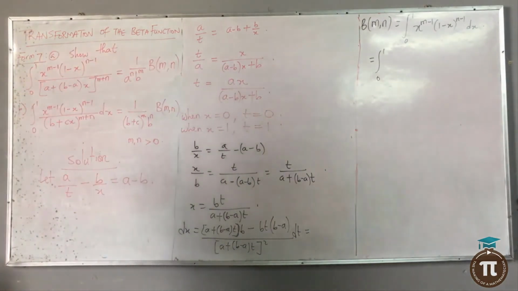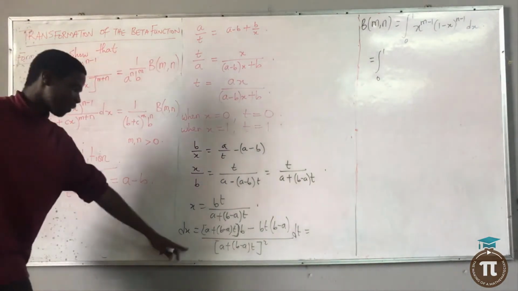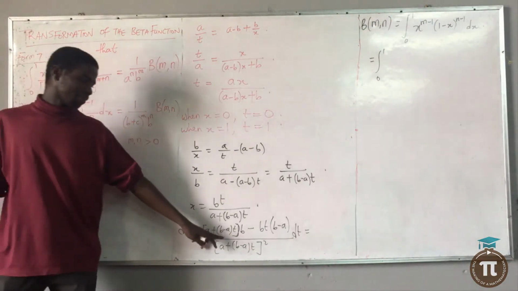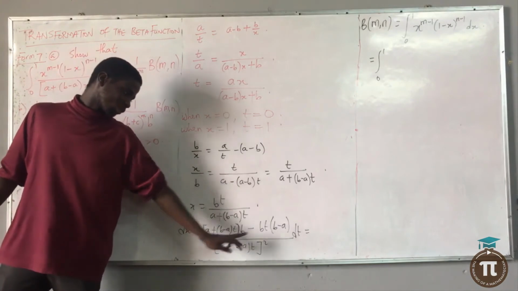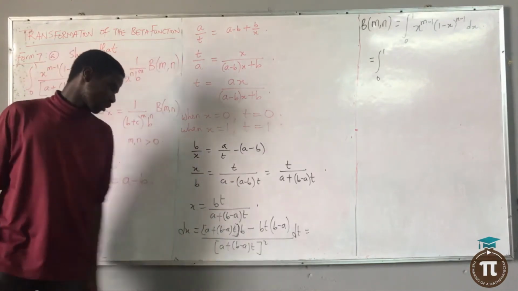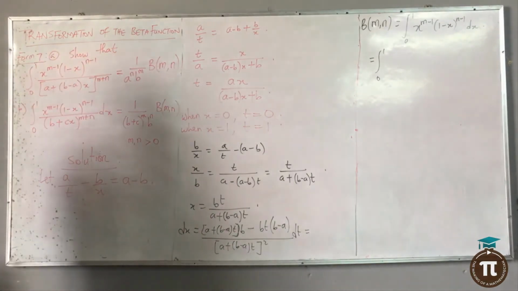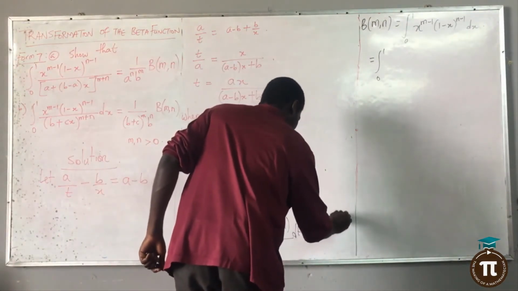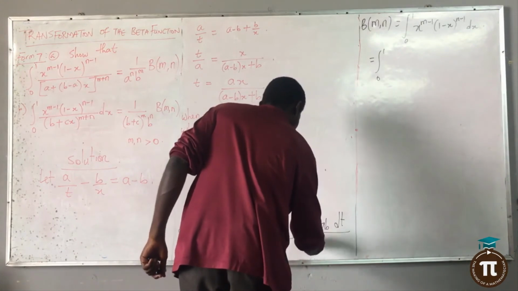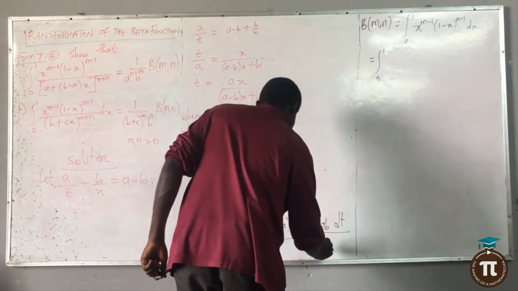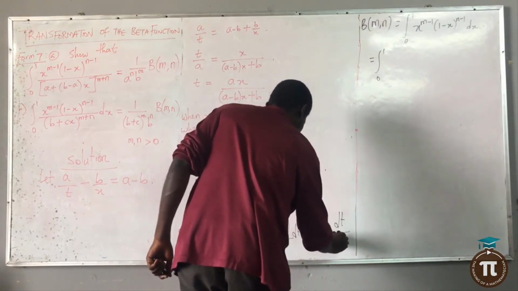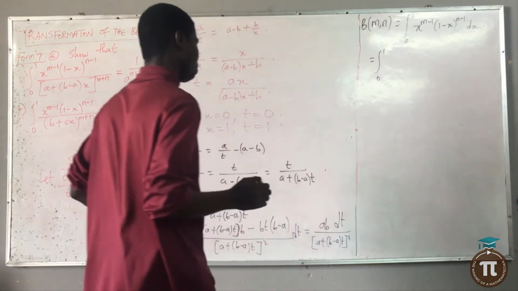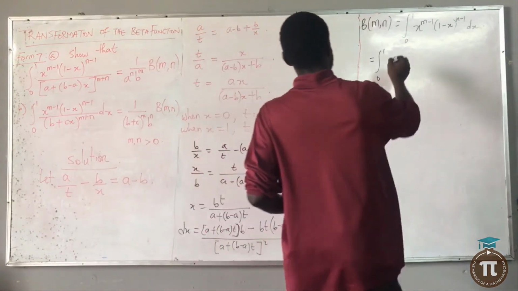By the time you evaluate this, this is what you are going to have. b minus abt, we cancel this one, you will be left with ab actually. So this one will now be ab dt all over a plus b minus at all squared.